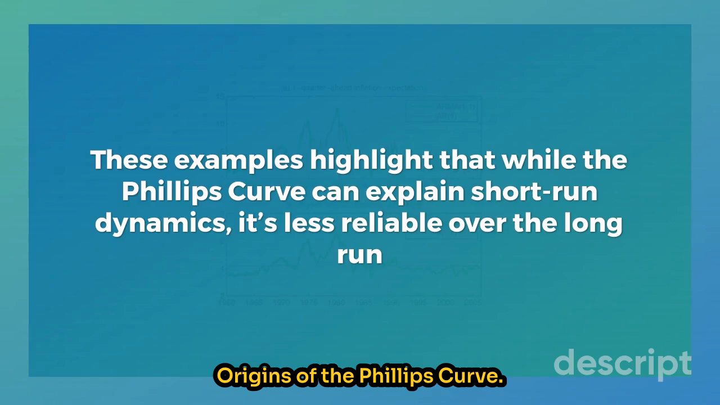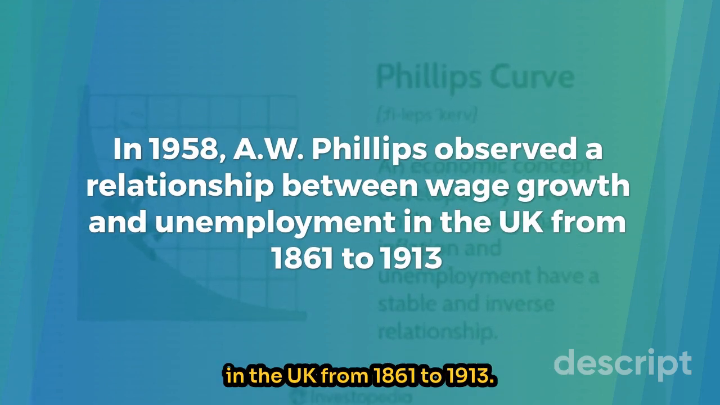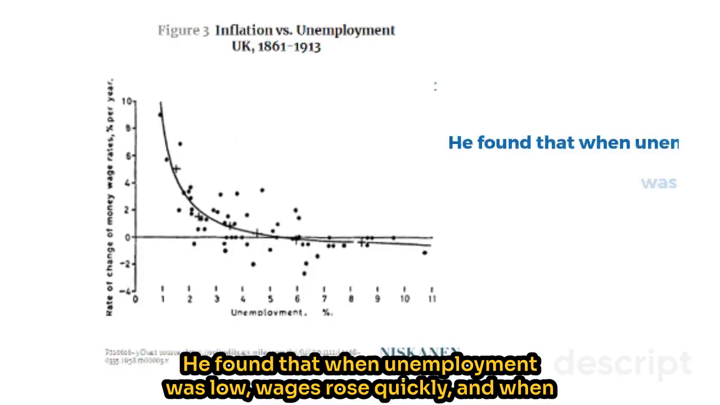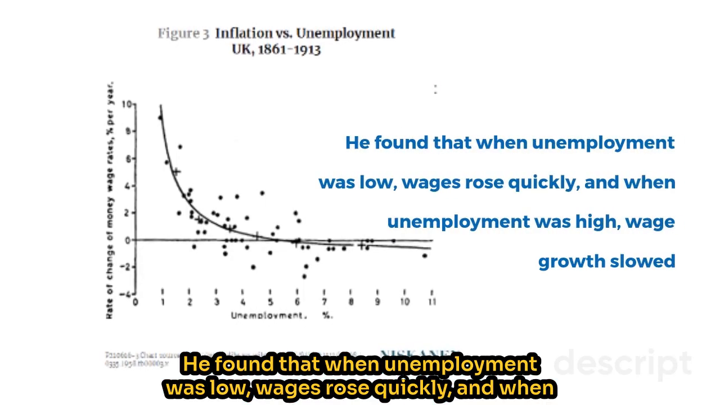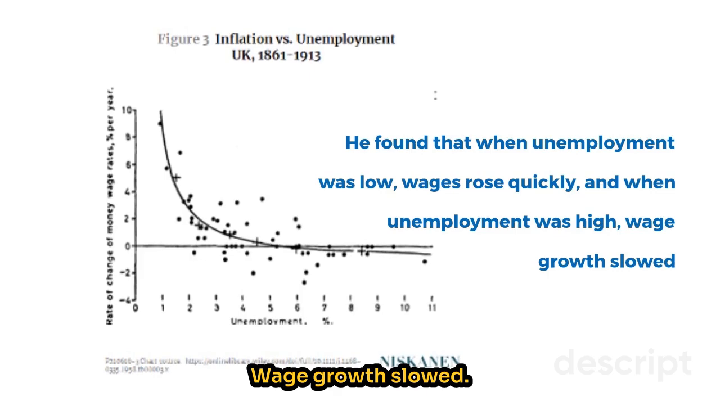Origins of the Phillips Curve. In 1958, A.W. Phillips observed a relationship between wage growth and unemployment in the UK from 1861 to 1913. He found that when unemployment was low, wages rose quickly, and when unemployment was high, wage growth slowed.